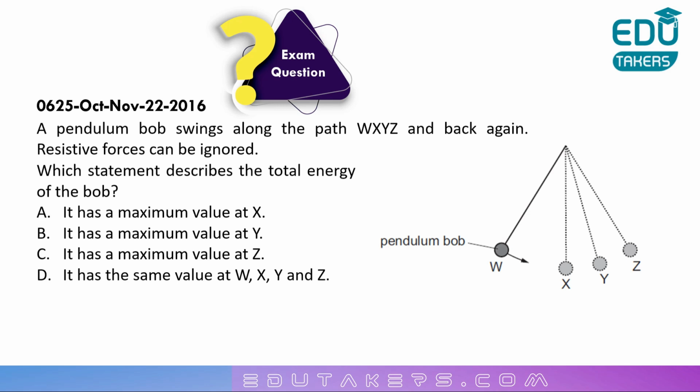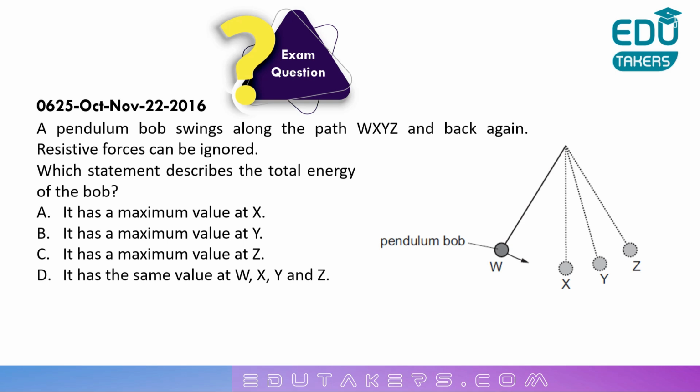Let's paint the picture. Consider a pendulum bob that swings from point W, through X and Y, to Z, and back again, without any resistive forces. At the highest points W and Z, the pendulum's energy is all potential. At the lowest point X, the energy is all kinetic as the bob swings at its fastest speed. But here's the key: if there are no resistive forces, the pendulum's total energy does not change throughout its journey.